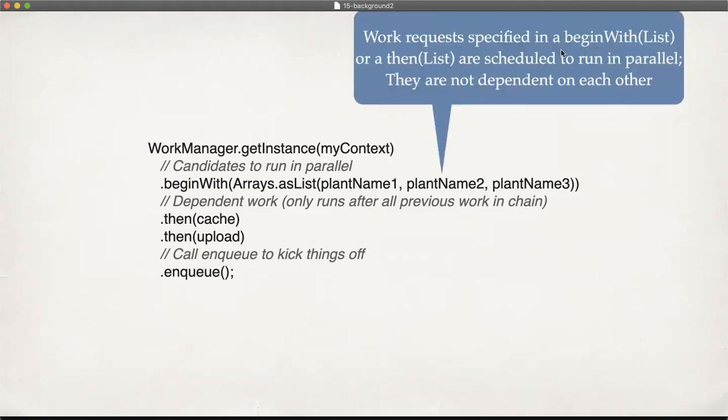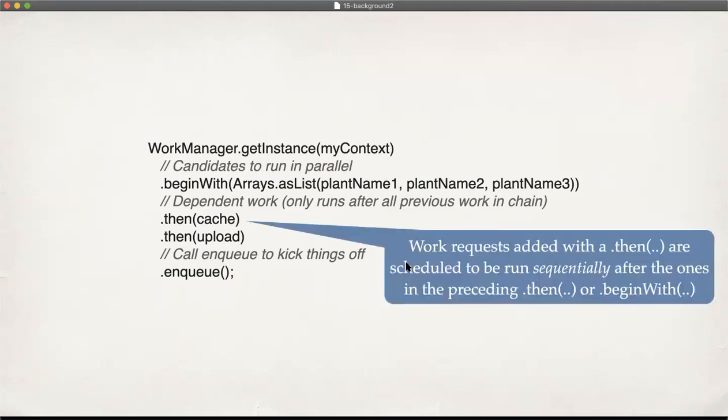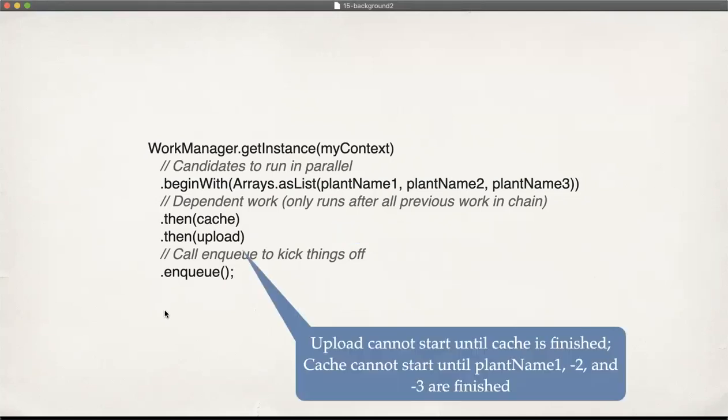So work requests specified with begin with list or then list, then can also take a list, not shown in this example, but it can. They are scheduled to run in parallel, as I said. I also talked about this, so we can probably quickly skip this. So essential point is cache is dependent on all three of these. Cache cannot start unless plan name 1, plan name 2, plan name 3 are all finished. Okay.